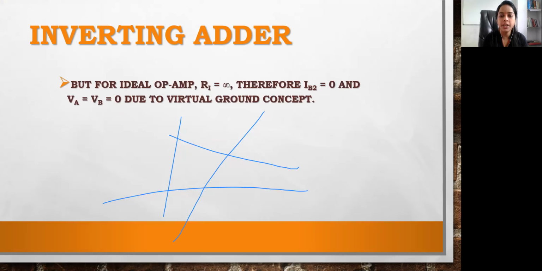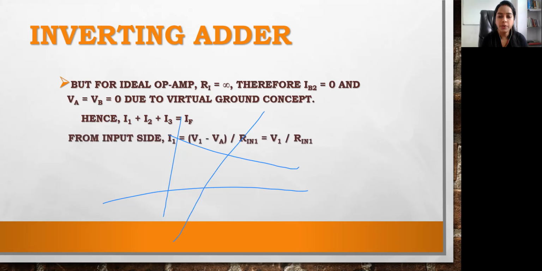This equation we can also write as, if we have an ideal op amp, I1 or I Ri will be equal to infinity. So here IB2 will be equal to 0, but Va is equal to Vb is equal to 0 because we have a virtual ground at these points. So if we rewrite the equation, we have I1 plus I2 plus I3 is equal to IF.